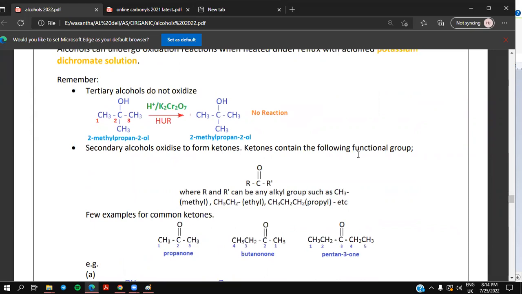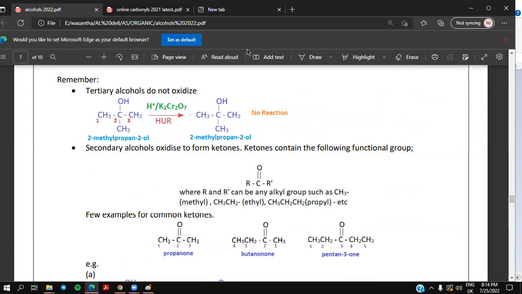Ketones contain the following functional group. A ketone should always have a carbonyl functional group. On one side, we have an alkyl group. On the other side also, we have an alkyl group. That's the meaning of this. Now, an alkyl group can be CH3, CH3 CH2, CH3 CH2 CH2, anything. There should be 2 alkyl groups attached to the carbonyl functional group. Then it becomes a ketone.